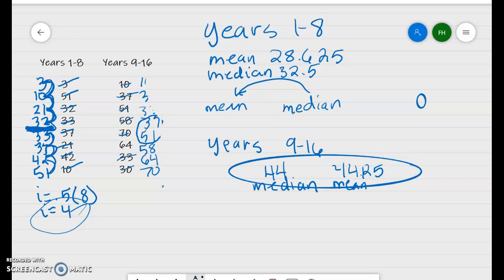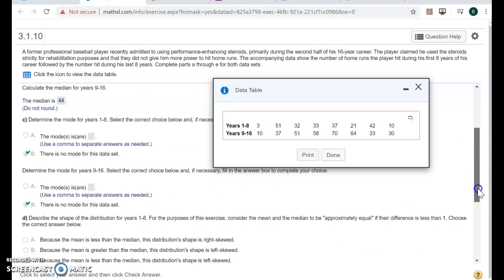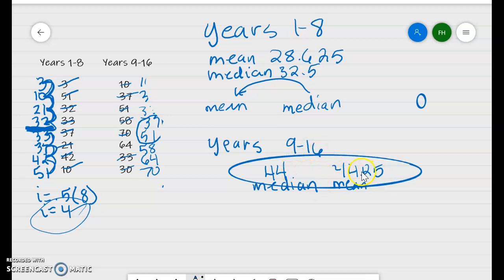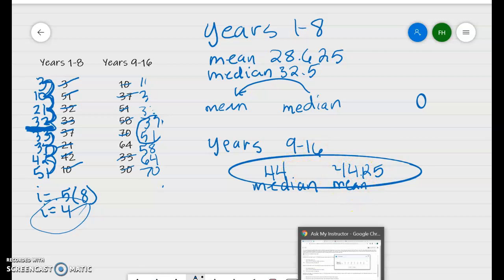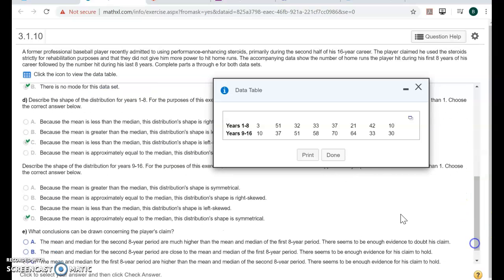So let's make sure you read the directions. I didn't really set a good example here, but it says, for the purpose of this exercise, consider the mean and median to be approximately equal if their difference is less than 1. Well, clearly, this is less than 1, so we would say that because the mean is approximately equal to the median, then the distribution shape is symmetrical.